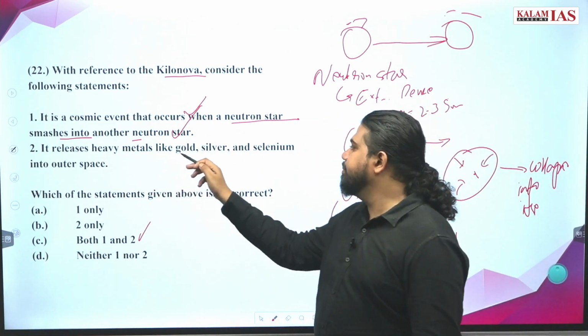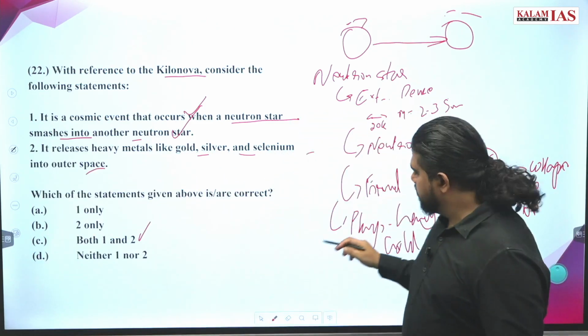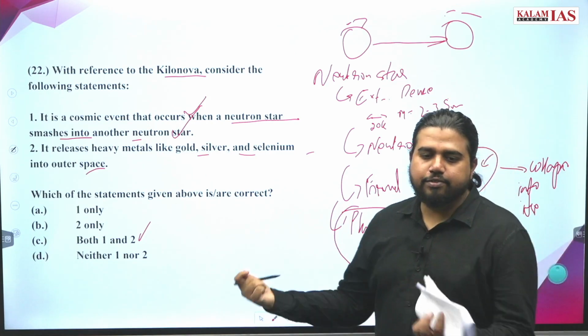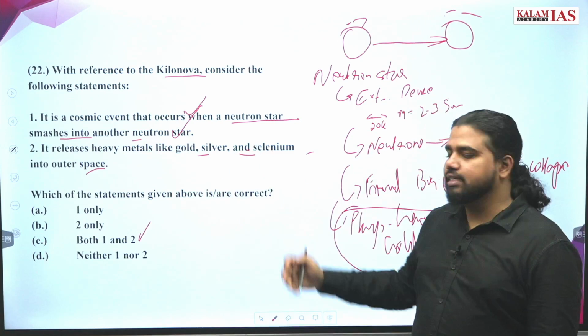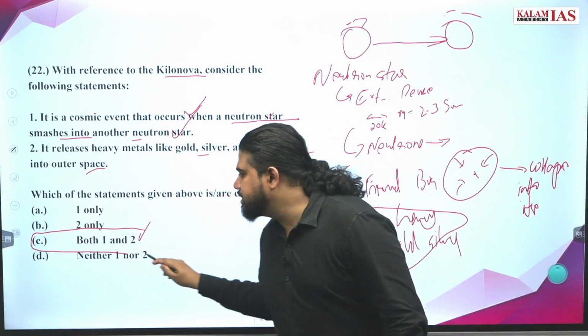It releases heavy metals like gold, silver and selenium into outer space. This neutron star is associated with the formation of heavy metals, and if some collision is happening, there is a high chance these can be released into nature. Both these statements are correct. C is the answer here.